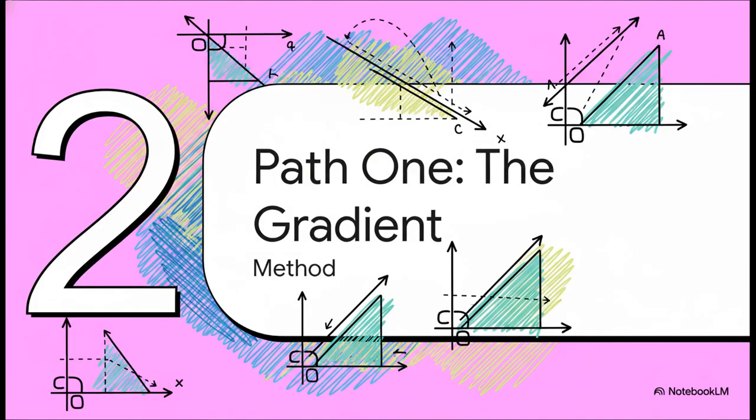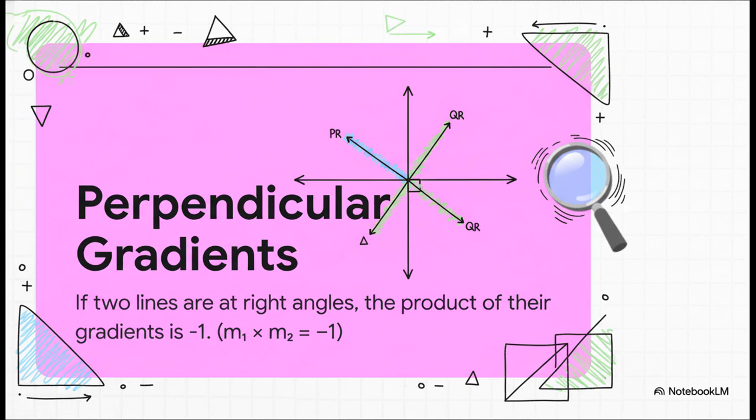All right, let's jump into our first method. We're going to call this the gradient method. This all comes down to the idea of how steep the lines are. Now, you've probably come across this rule before. It's a huge one in coordinate geometry. If you have 2 lines that are perpendicular, meaning they meet at a right angle, then when you multiply their gradients together, you always get -1.